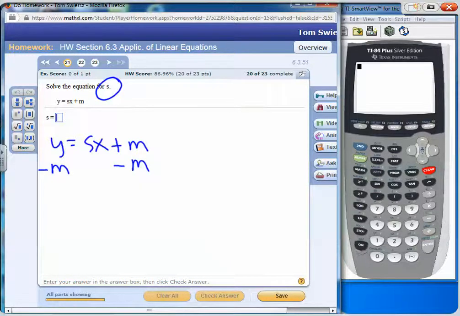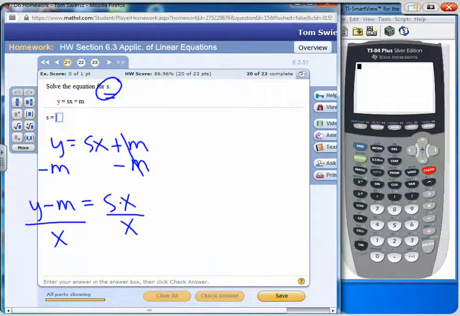Again, on the left side, you don't know how y and m are related, so all you can do is write y minus m. Plus m minus m is 0. S times x plus 0 is just s times x. Okay, so we got that. Now we want to solve for s. Usually we solve for x, but we're solving for s, so we want to get rid of times x, so we what? Divide both sides by x.